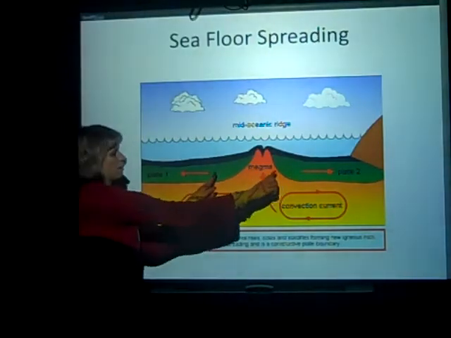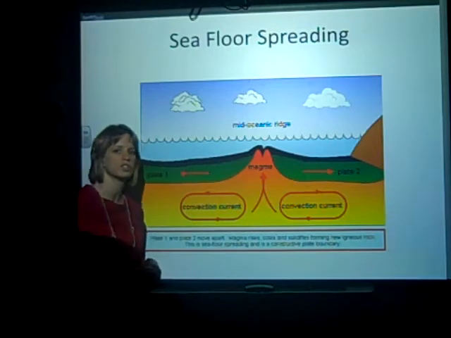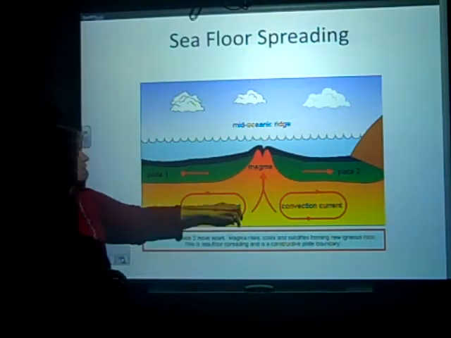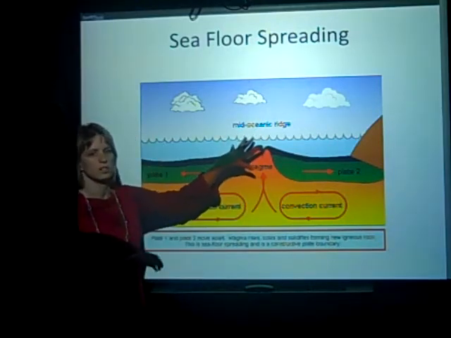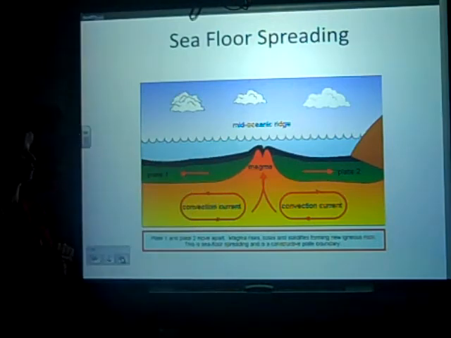Now notice here the plates pulling away. This is at the mid-ocean ridge through the Atlantic Ocean. That magma comes out, cools into new crust, pushes the old crust away, and moves the continents. It's the push, push, push to move the continents.